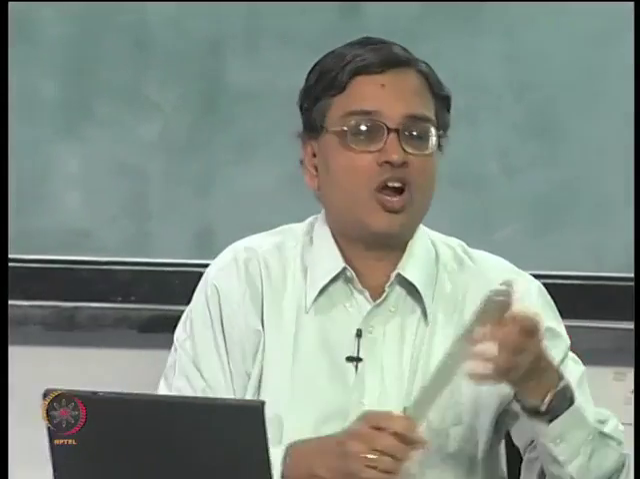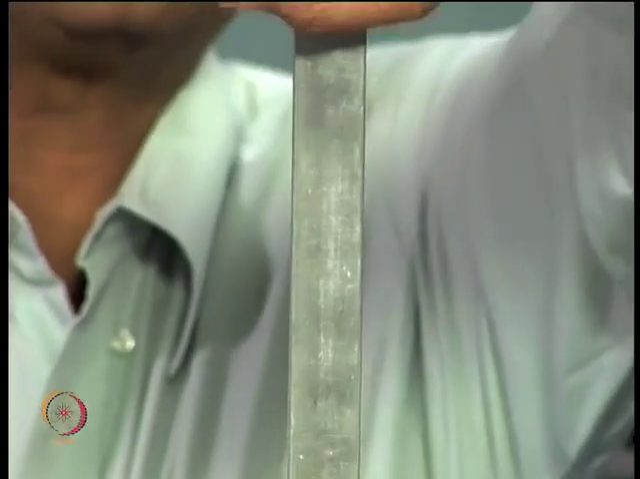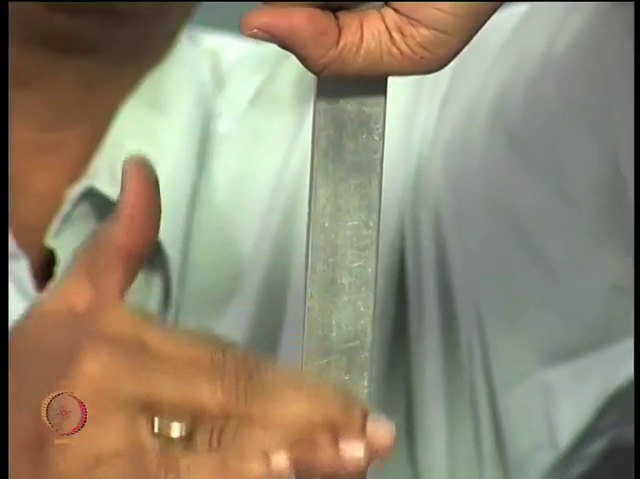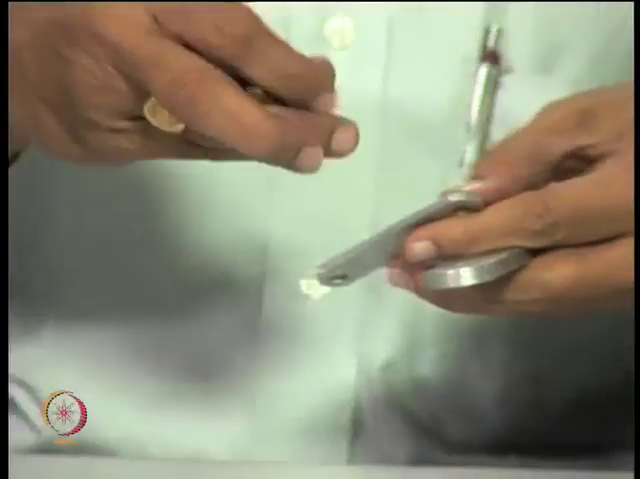Now let us see one simple example. I have this rod and I want to pull this. I can pull it by grips. I can have solid grips and then pull the rod, and I can also pull the rod by another method, which is what we usually do.